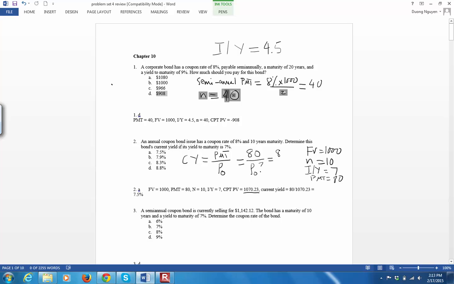So the current yield is equal to 80 divided by 1070.23, and the answer is equal to 7.5%. Alright, next question.